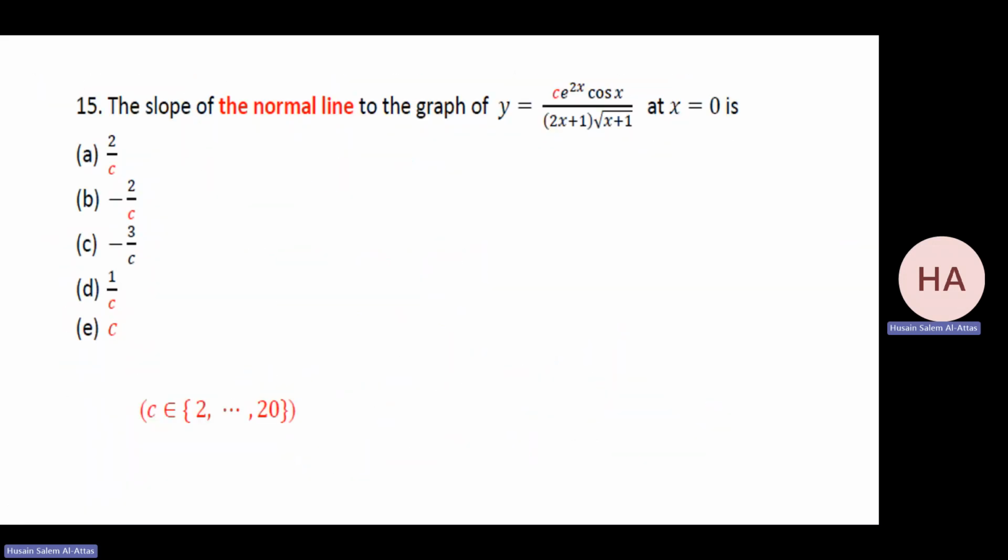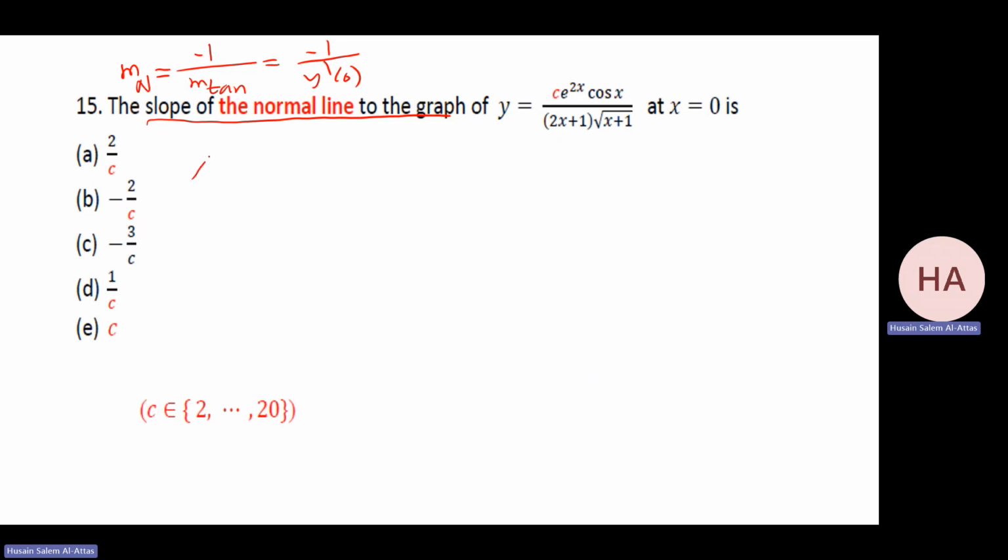We did this one. I will continue. They want the slope of the normal line to the graph of this. I have m normal is -1 over m tangent. m tangent is y prime at 0.